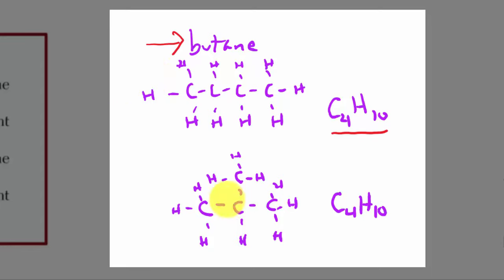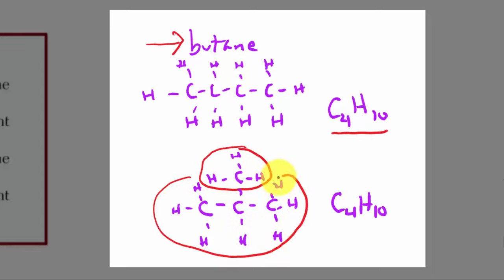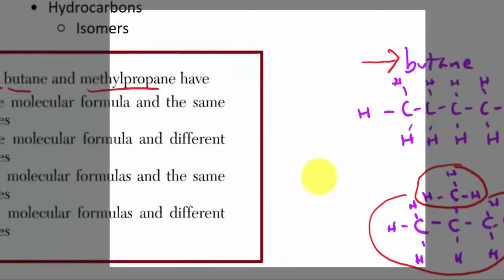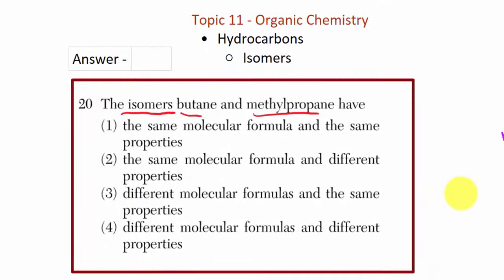The methylpropane, on the other hand, has a 1-carbon side group, a methyl group, attached to the side of a 3-carbon chain. That's your methylpropane. It's still made up of 4 carbons and 10 hydrogens, but the structure is completely different. And that's going to make it behave differently in a chemical setting, so its properties will be different. So we're looking for an answer that gives us the same molecular formula, that's either 1 or 2, but it has different properties. Answer number 2.